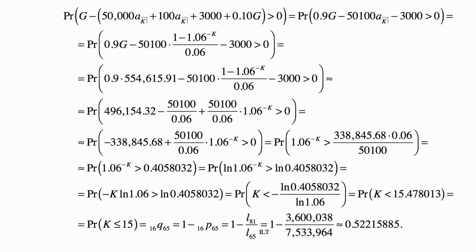That means that that's 16q65. The person was 65, if you recall from the problem. That's the same as 1 minus 16p65, and 16p65 is just l81 over l65, which we have in the table. We just look up those numbers. So this ILT symbol under the equality means that I'm plugging in the numbers from the illustrative life table. And there is our answer. The probability is approximately 0.52215885.